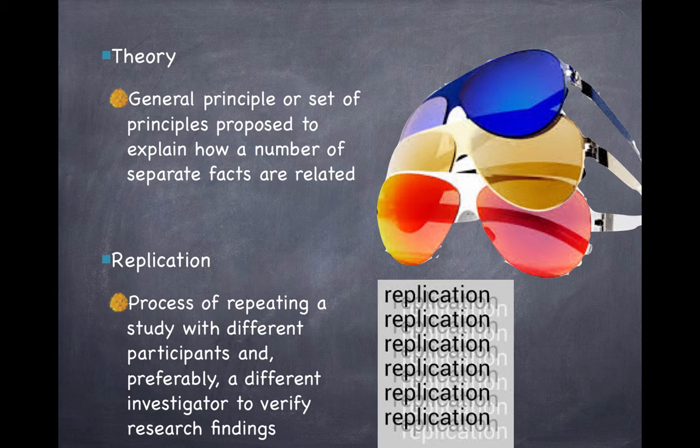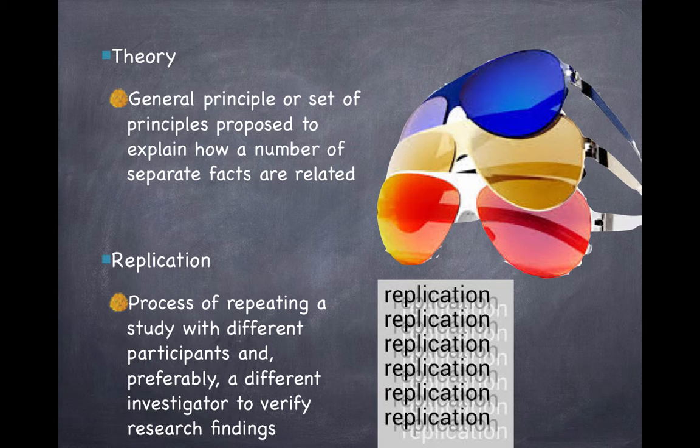So a theory is a general principle or set of principles proposed to explain how a number of separate facts are related. Now there's more than one way to view these sets of facts and how they are related, and that's what theories are, and that's why there's more than one theory. What's important with any piece of research is, one, the more pieces of research you develop that say similar things, the stronger your theory becomes.